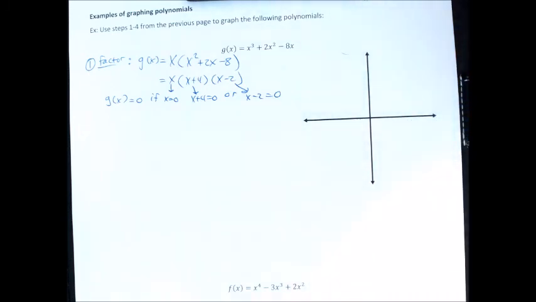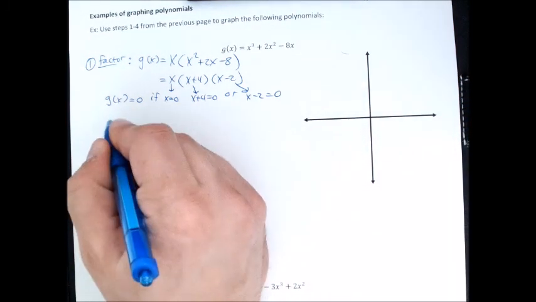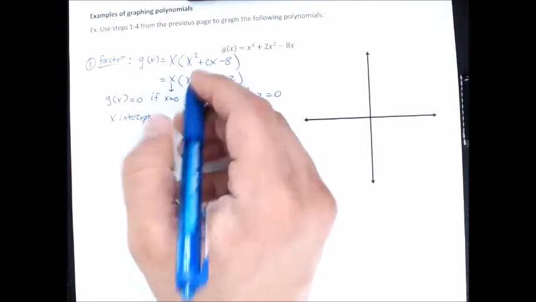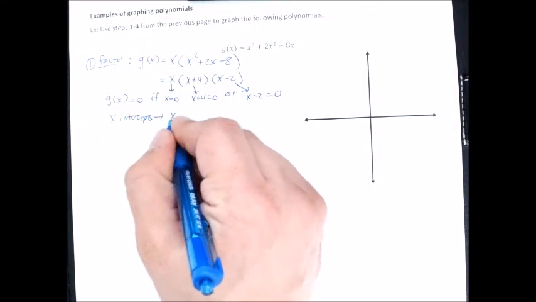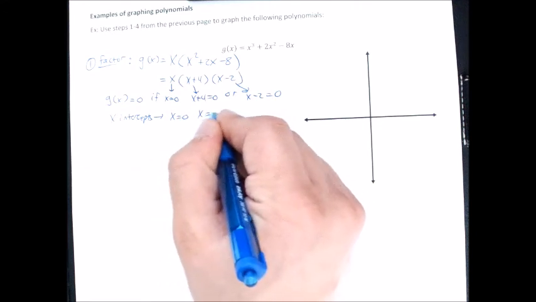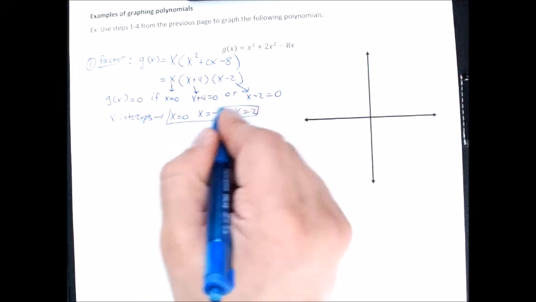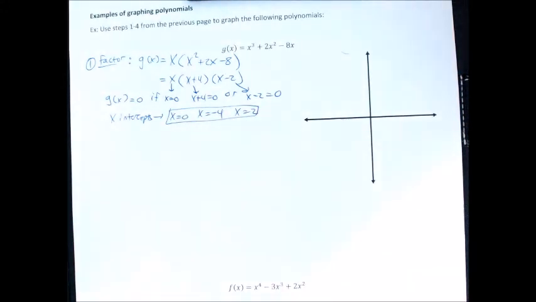And so we get 3 answers out of that, right? So the x-intercepts are x equals 0, x equals negative 4, and x equals 2. And so I know it's going to cross the x-axis at those 3 points.